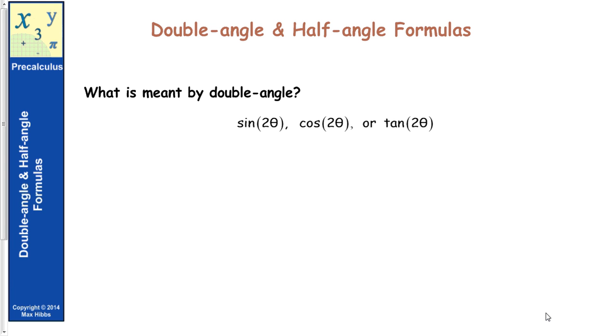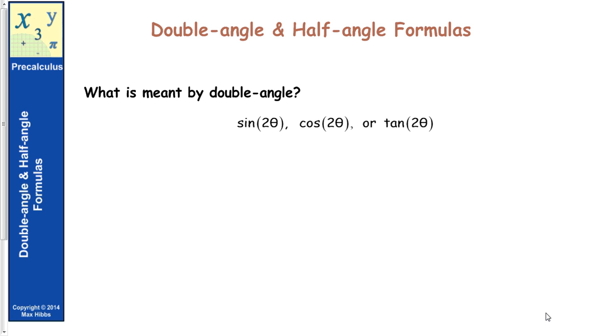Well, you can see here we're talking about double angle and half angle formulas for trigonometry. Specifically, I've broken this into two parts. This part's about double angle formulas, and the second part will be about half angle formulas. So the first question, the first issue is what is meant by a double angle?